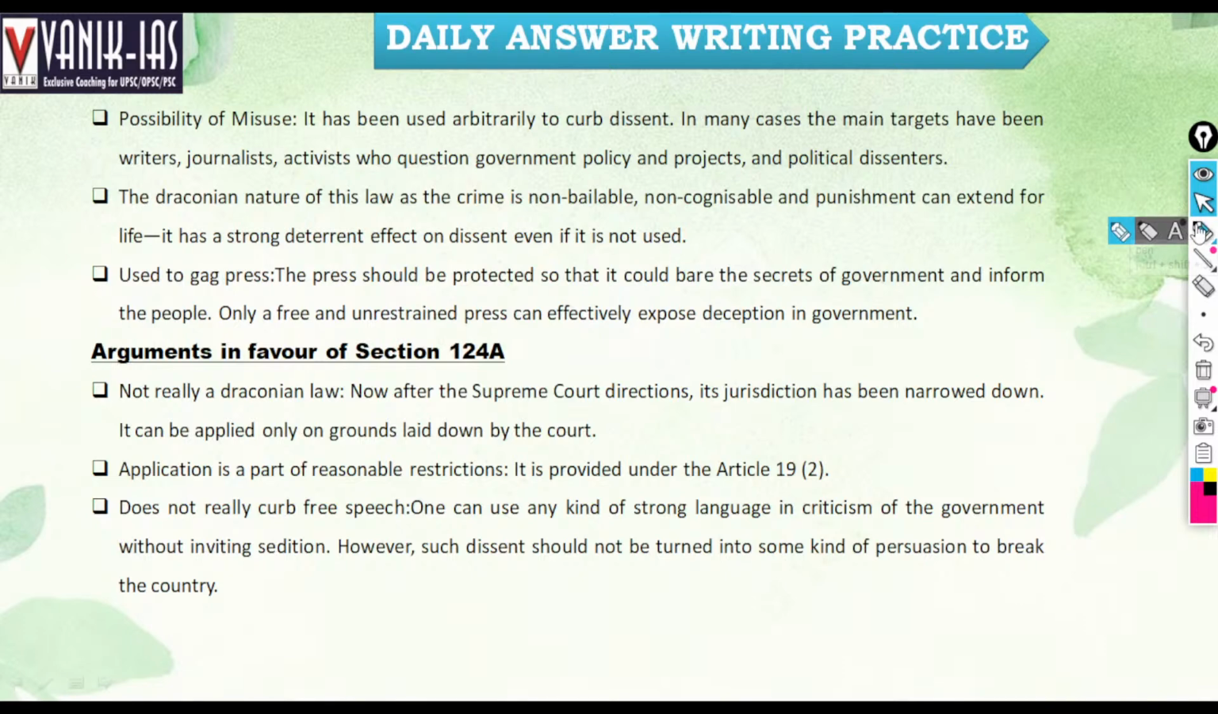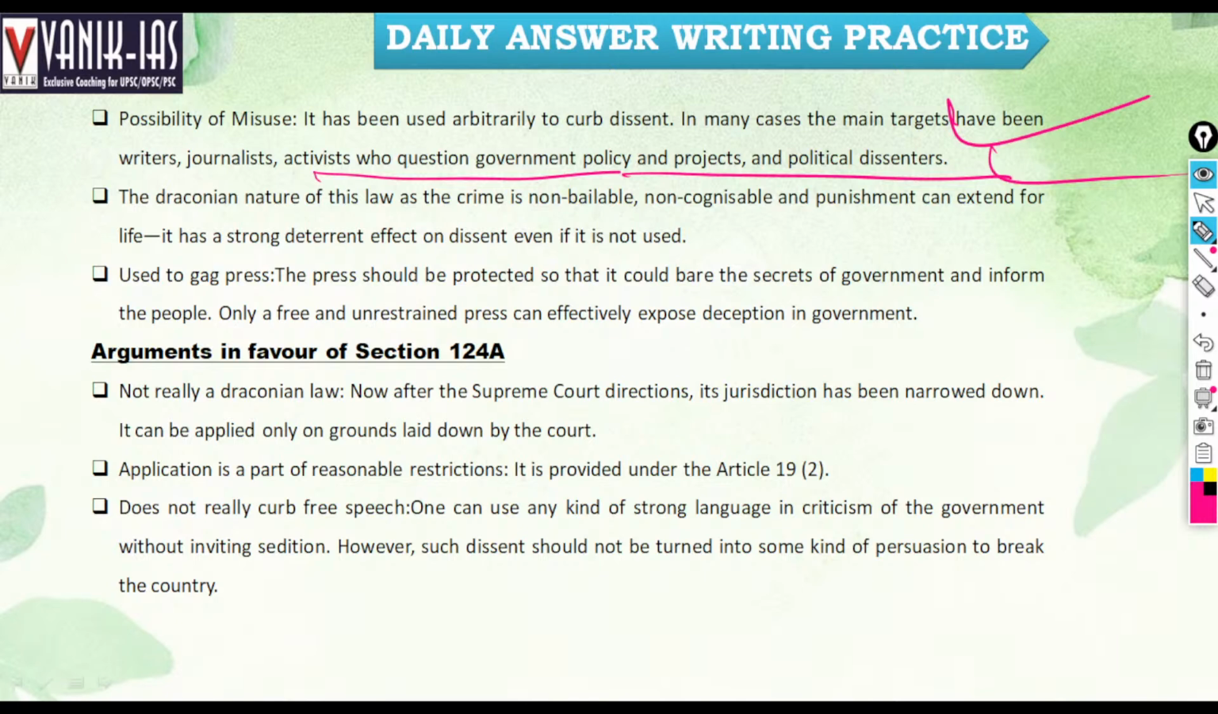Possibility of misuse. It has been used arbitrarily to curb dissent. In many cases, the targets have been writers, journalists, activists who question government policy for projects, or political dissenters. Against them, Section 124A is imposed. The draconian nature of this law: the crime is non-bailable and non-cognizable, and the punishment can extend up to life.